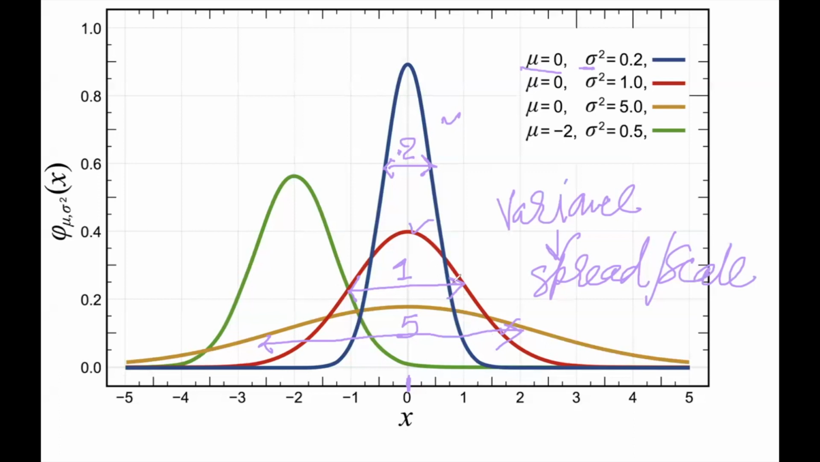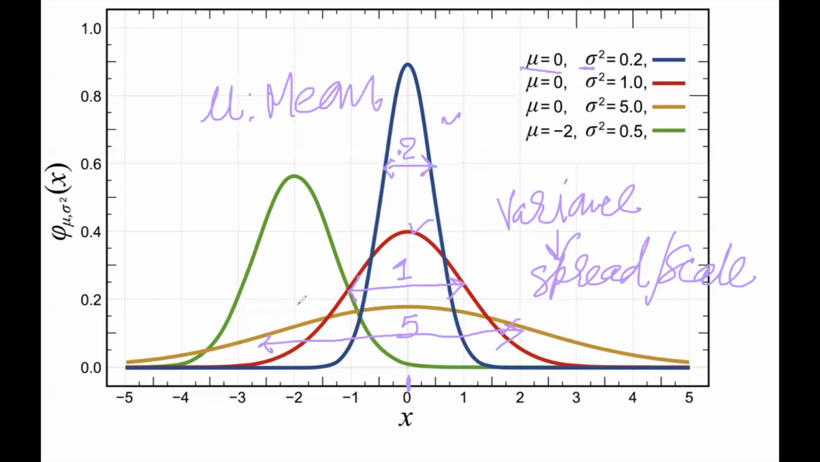This yellow curve is much fatter and much shorter than this red curve. So that's what happens if your variance changes. Now let's talk about mu. If your mu changes, what is my mu? Mu is basically my mean value. In this case, all three curves have a mean of 0.